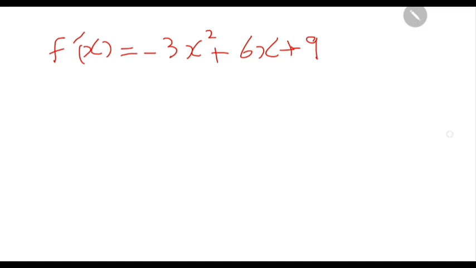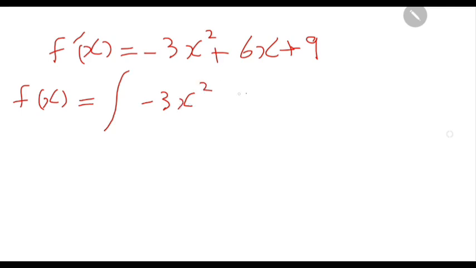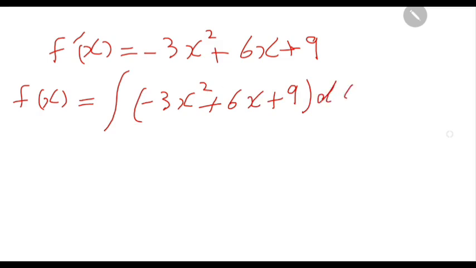So we integrate the first derivative. How are we going to do that? We're going to write here f of x is equal to the integral sign, the integration sign, like a long S, of -3x squared plus 6x plus 9 dx. You must write dx.